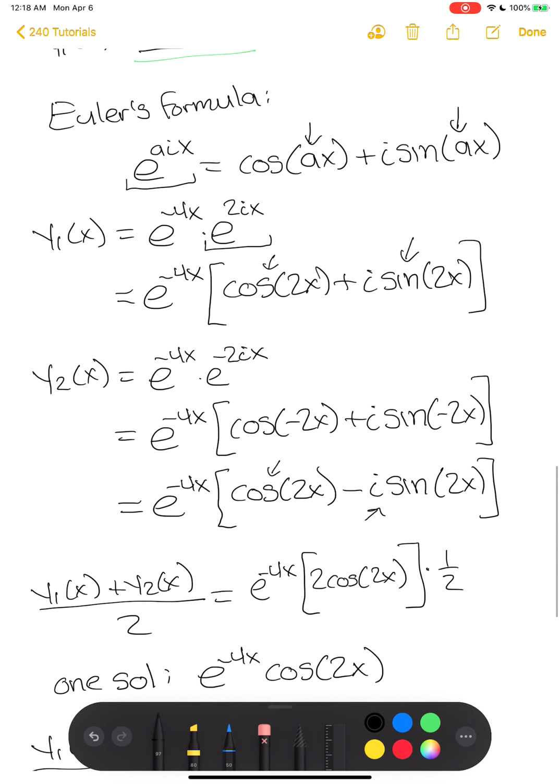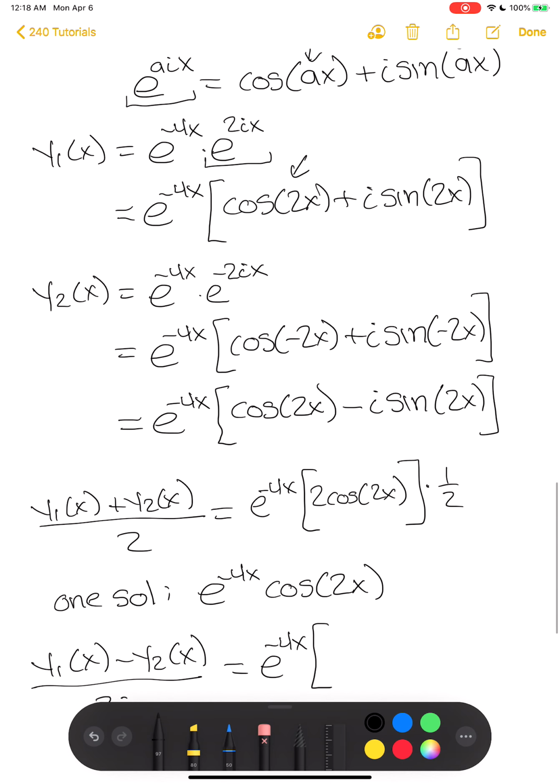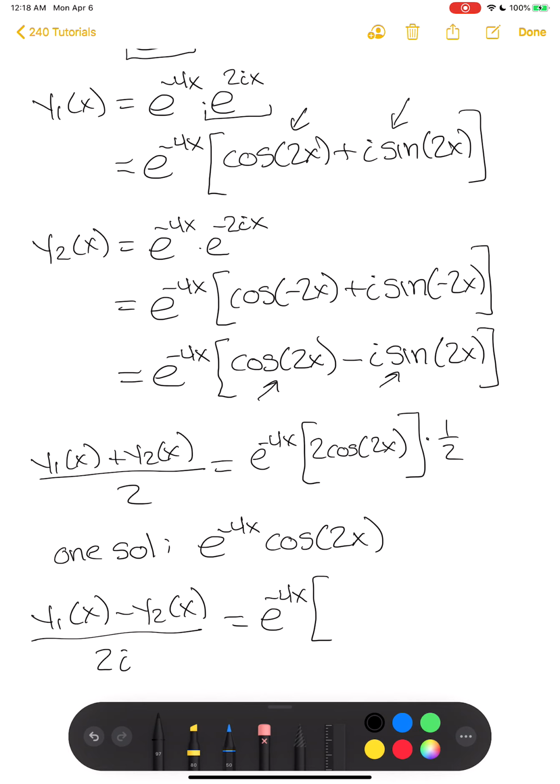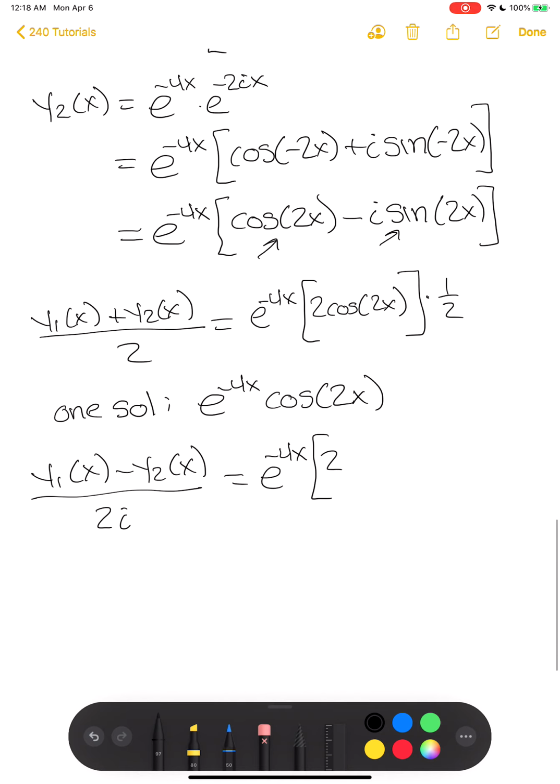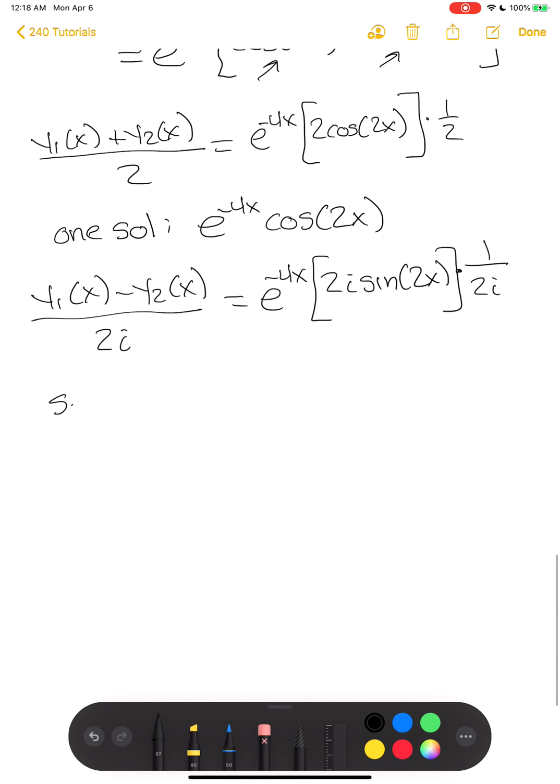And now I am taking this cosine up here and subtracting off this cosine, so they go away. And I'm taking this i sine of 2x and subtracting a negative i sine of 2x. So this becomes 2i sine of 2x. And then by definition, we just divide by 2i here. So then my second solution is e to the minus 4x sine of 2x.